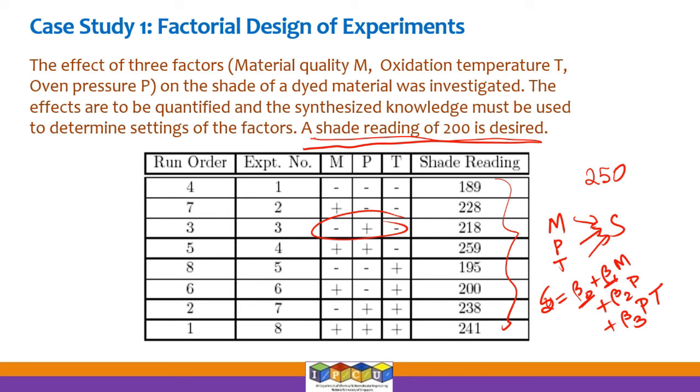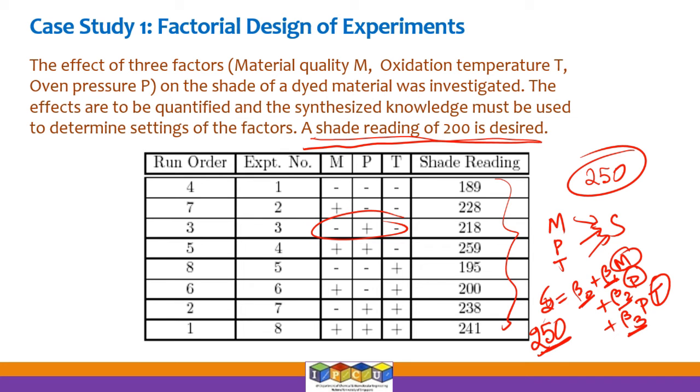Just assume that. Now we have this model. That means we know the values of beta naught, beta 1, beta 2, and beta 3 because we have used historical data to figure out these parameters. Now, when somebody asks for a target value of S, let's say the new customer wants a product with a shade reading of 250, we substitute S equal to 250 here and try to find the values of M, P, and T using this model that is likely to give us 250.